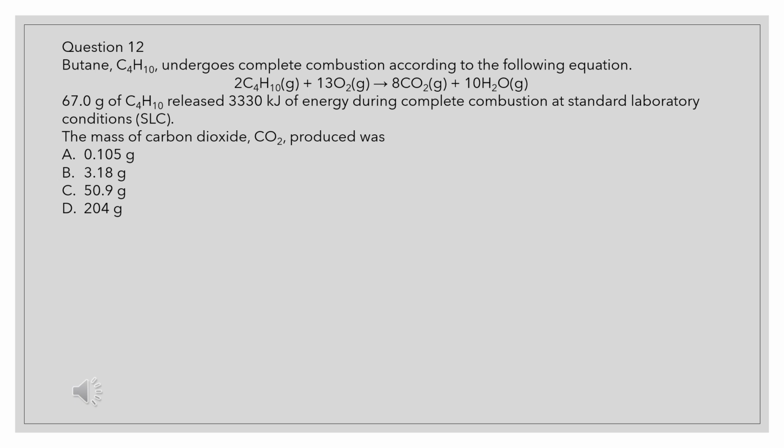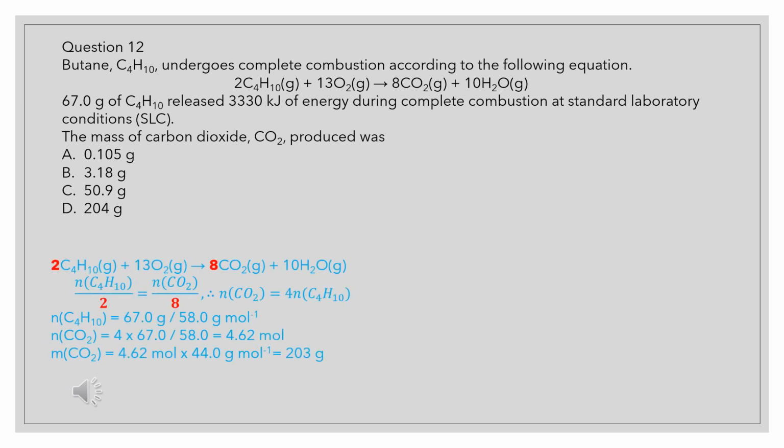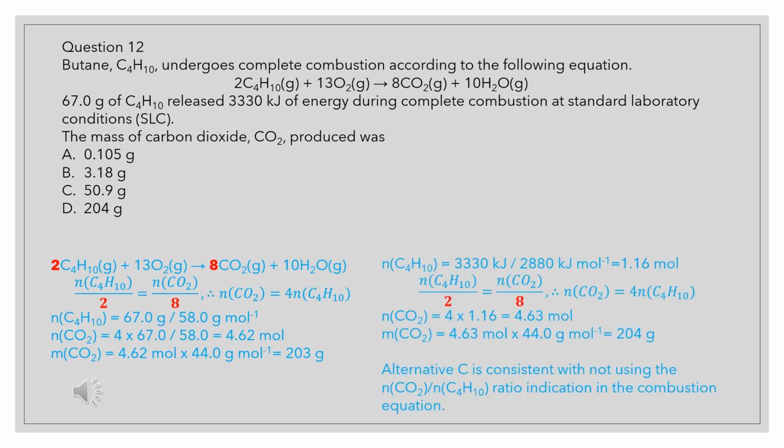We know the mass of butane and heat released. So, we have two methods to calculate the mass of carbon dioxide. The first method is through the mole of butane and carbon dioxide ratio. The second method is through the heat of combustion of butane, which is given in the databook. Both methods give the same answer, D.